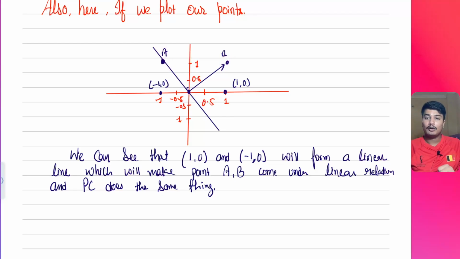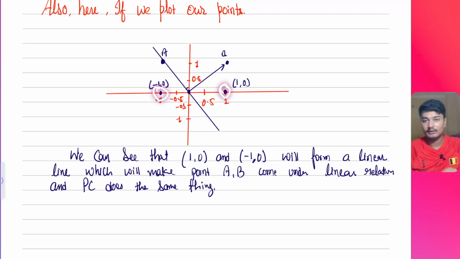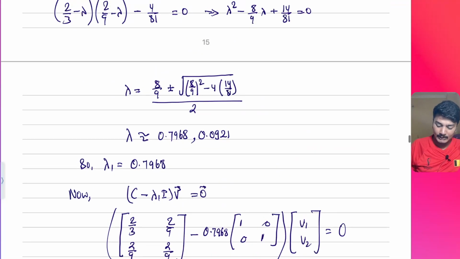Now what PC does, the principal component captures the linearity of the data set, and also captures the maximum variance. PC1 is the rotated plane which captures the linearity. If I want to rotate the plane, my best line which will capture the linearity is this line, correct? And the points on this line are (1, 0) and (-1, 0), which are the options in our question.